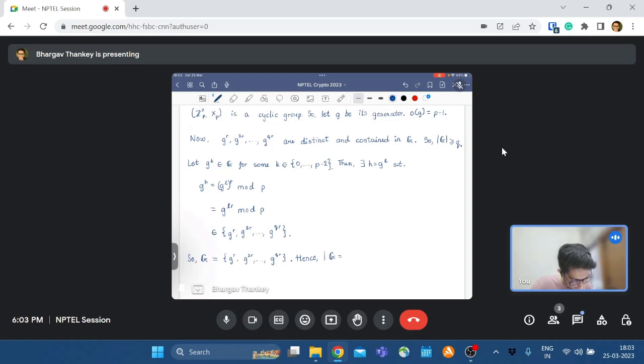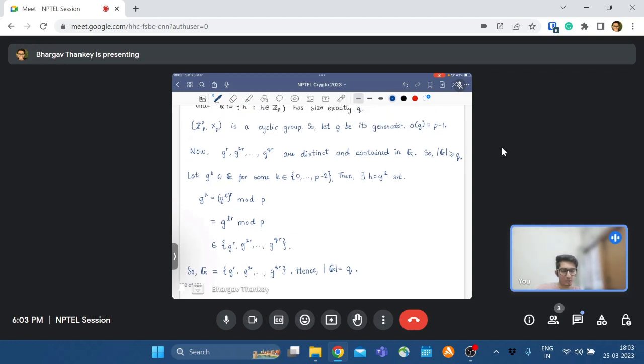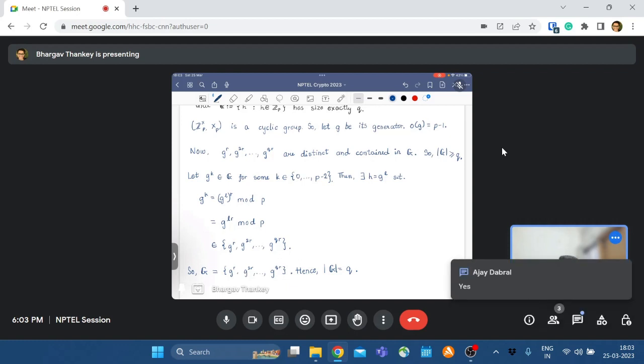This is exactly equal to Q, right? So is this fine? So we showed that this set, g to the R, g to the 2R, up to g to the QR, are distinct and are contained in G, and G is also contained in this, right? So both have to be exactly the same.